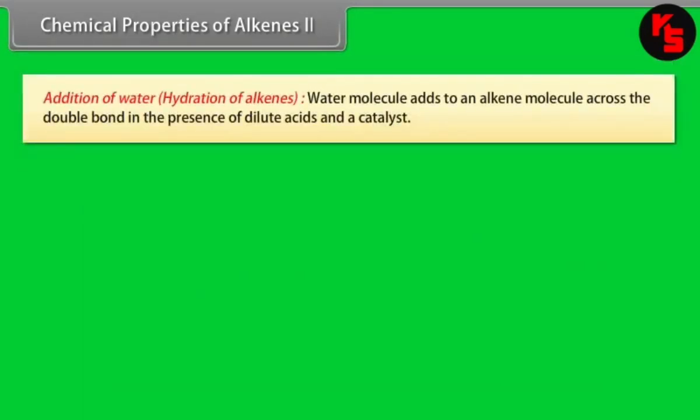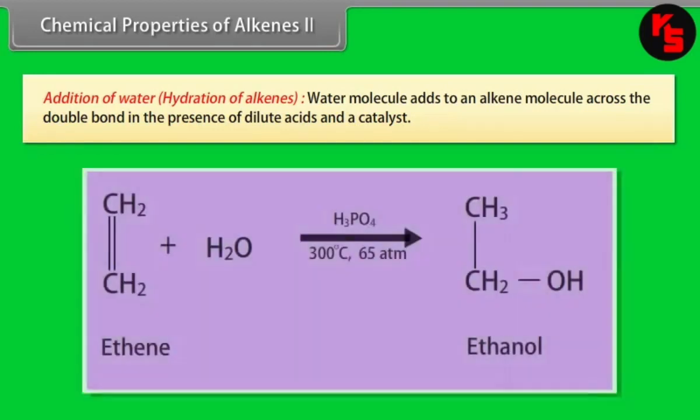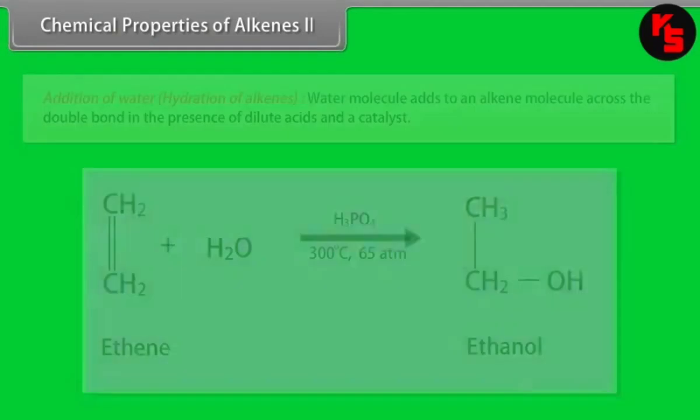Addition of water, hydration of alkenes. Water molecules add to an alkene molecule across the double bond in the presence of dilute acid and a catalyst. For example, ethene gives ethanol when a mixture of ethene and steam is passed over phosphoric acid and silica under a pressure of 65 atmospheres and at 300 degrees centigrade.